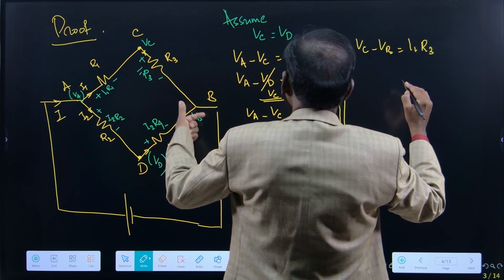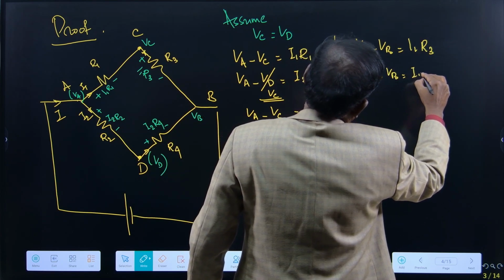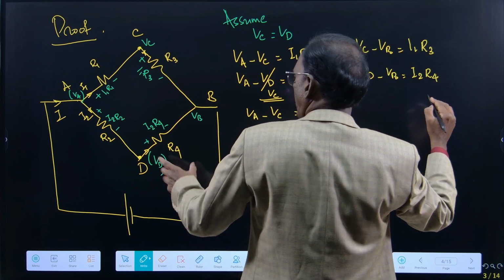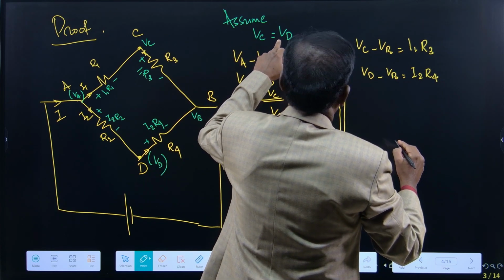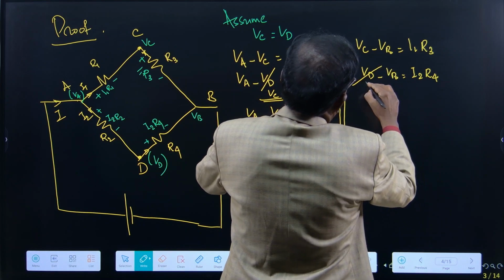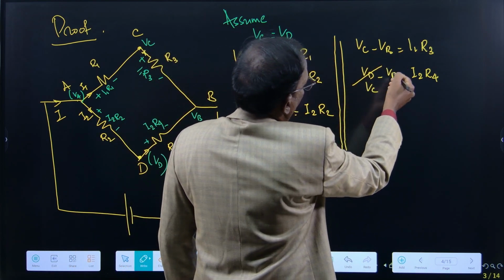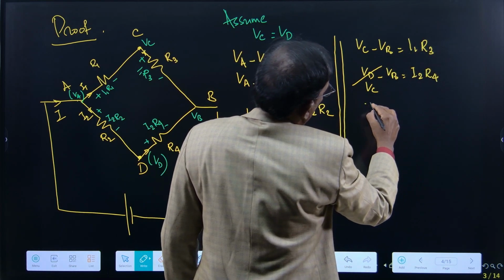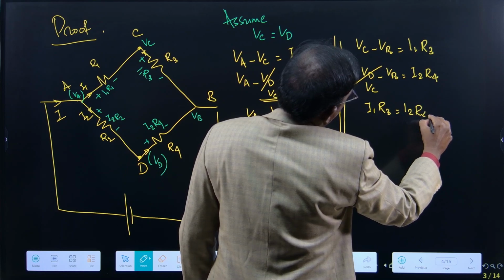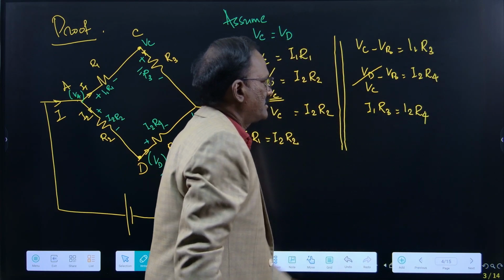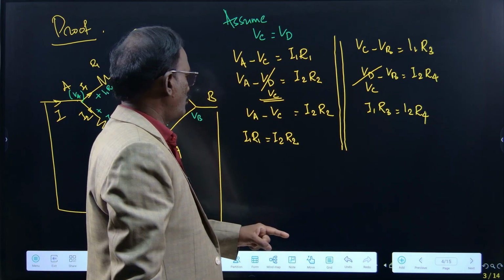Similarly, VD minus VB is equal to I2 R4. According to the assumption VC is equal to VD, I can make this VD is equal to VC. Then VC minus VB, VC minus VB. So I1 R3 is equal to I2 R4. By comparing these two equations, we can write this one I1 R3 is equal to I2 R4.